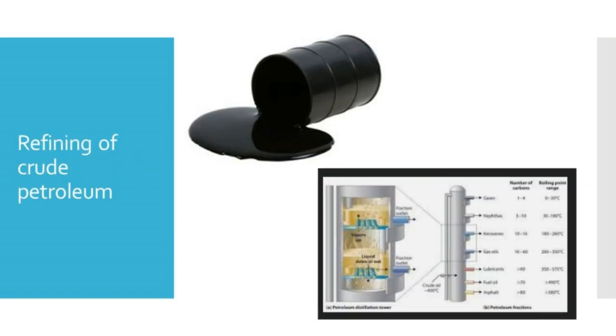Refining of crude petroleum. The crude petroleum obtained from the well is a dark colored viscous liquid which contains many impurities such as water, solid particles, and gases like methane and ethane. To make it useful for different purposes, it must be separated into various components. The process of separating petroleum into useful byproducts and removal of undesirable impurities is called refining. Let's see the steps involved in this process one by one.